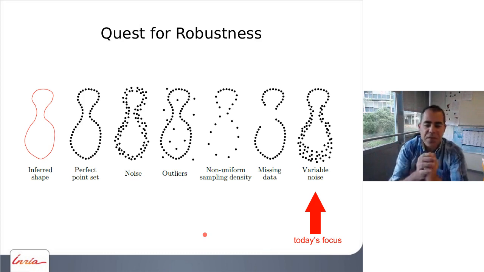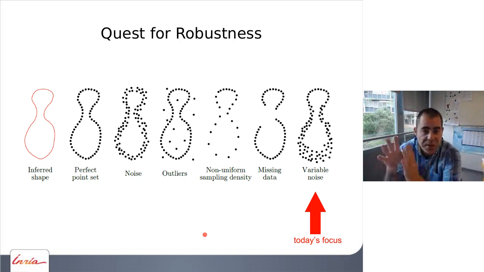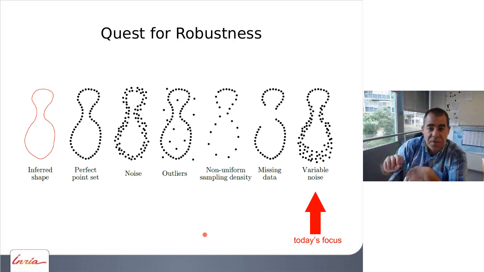So now, this is the focus of today. I would like to make a very short focus. This is not representative of everything that I did in the past on reconstruction. I wanted just to give you one small focus on our quest for robustness. On the left, you see the perfect point set, then noise, outliers, non-uniform, and so on. There are many categories of defects, and it's very hard to be resilient, namely robust, to all kinds of data defects. But today's focus will be: what if you have variable noise, where the level of noise varies across the scene?